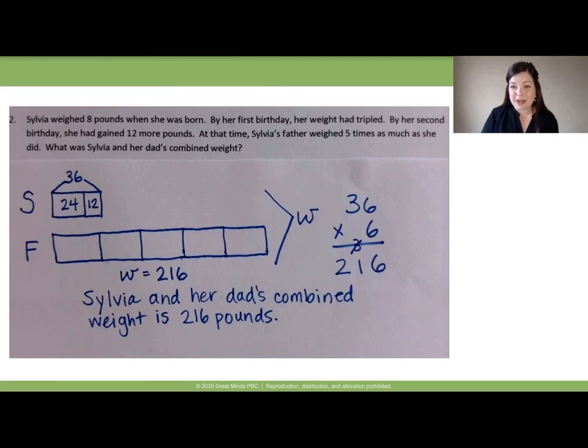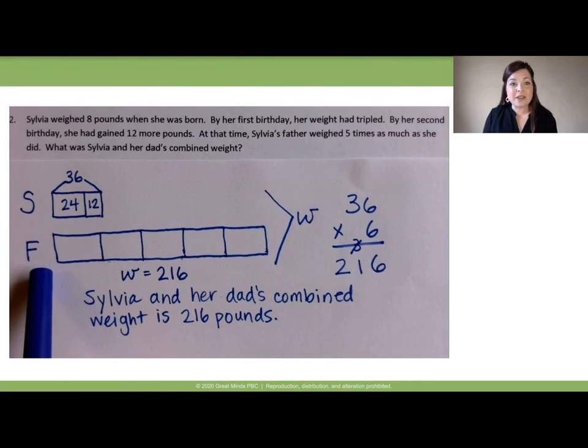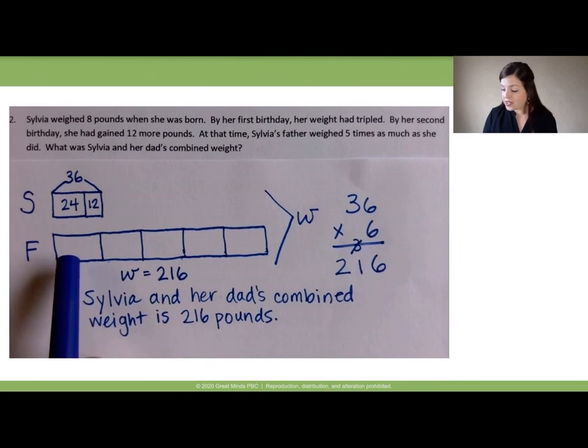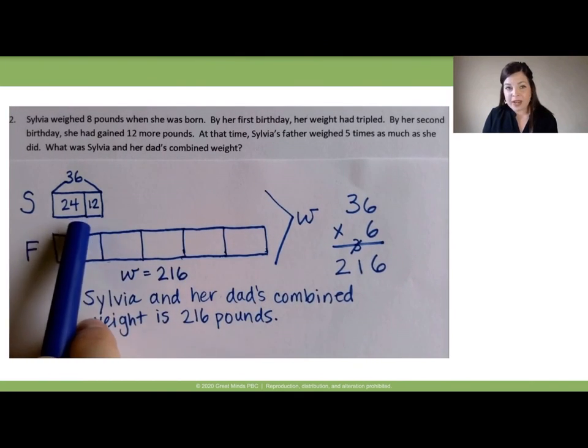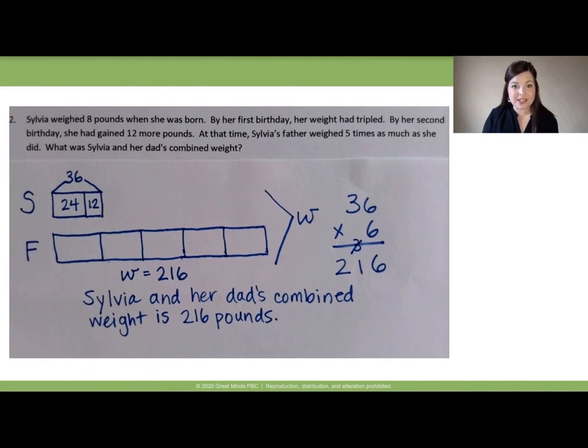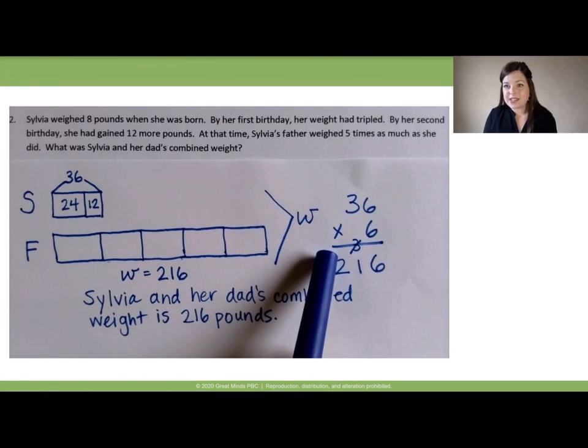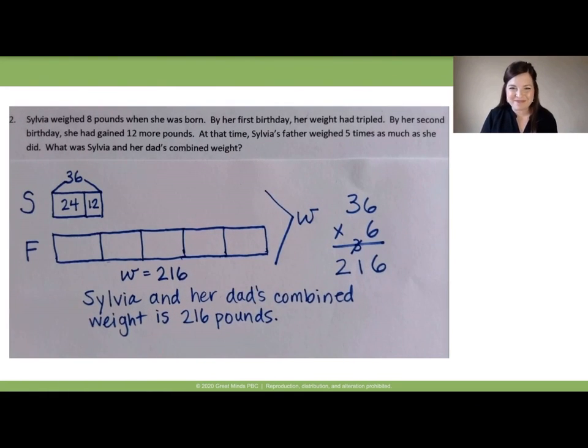Here's how I thought about it. In my tape diagram, I could see that Sylvia's father's weight was 5 units of 36. And then Sylvia's weight was another unit of 36. That's 6 units of 36. So I multiplied 36 times 6 using the standard algorithm. We could have also used the partial products method or an area model.